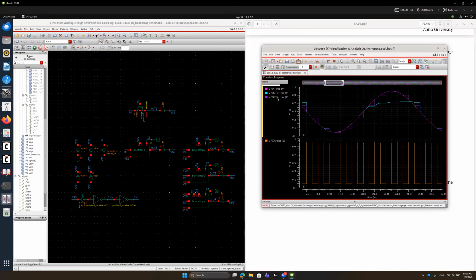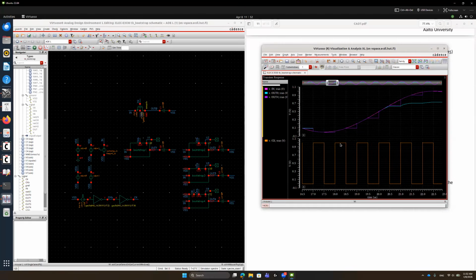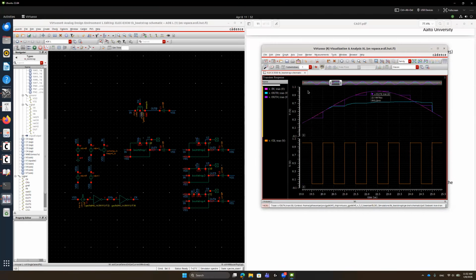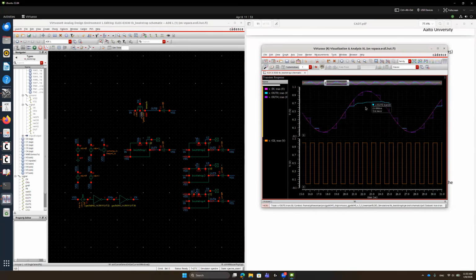So you can see that for the bootstrapping switch, it follows very nicely. No matter if input is high or input is low, it follows the input voltage during the tracking phase, which means when clock is high. Even when input is high voltage, if the clock is high, it follows very well. But for output 0, because of the on resistance, it cannot follow that well.